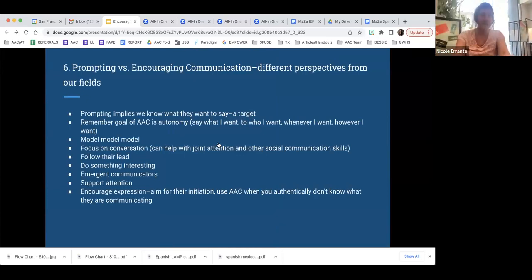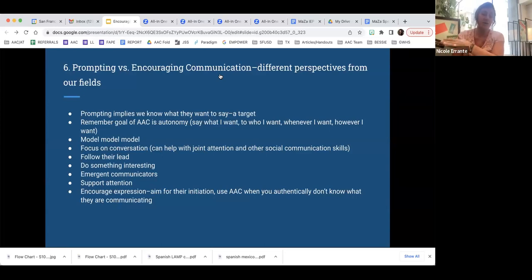Okay, this slide is about prompting versus encouraging communication. I think some of the kids you might see who are pushing away their devices might possibly have been prompted a lot. That is where pressure can come in: you have to tell us something with your device. If we're prompting someone to say a certain thing with their AAC device or with their mouth words, we're assuming we know what they want to say. For example, the student with the gopher, when we were near the lion, we were near the giraffes.